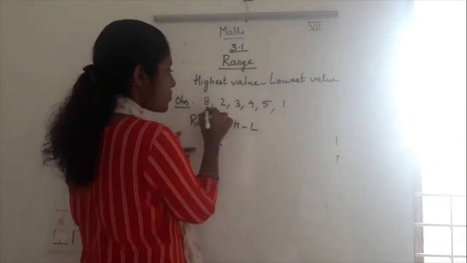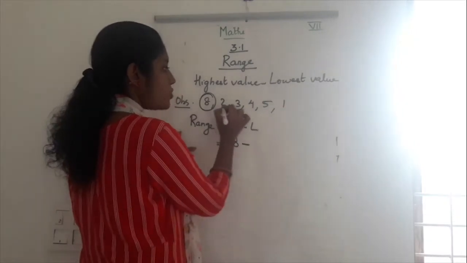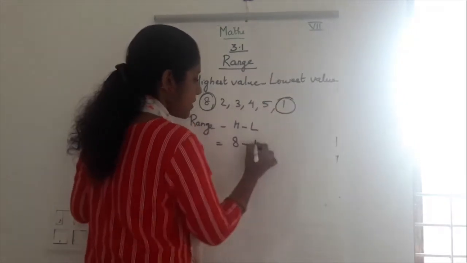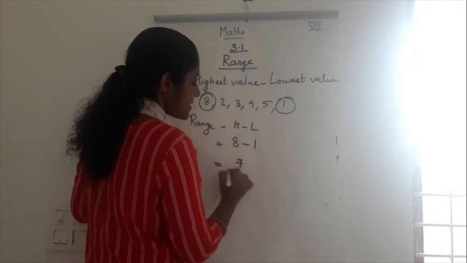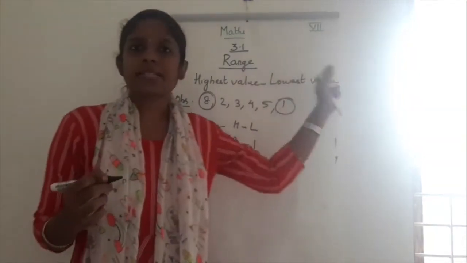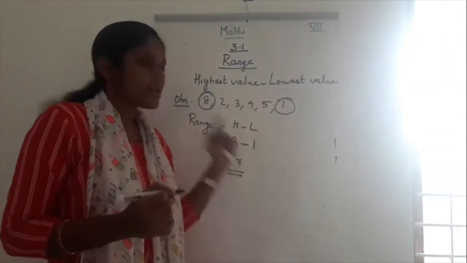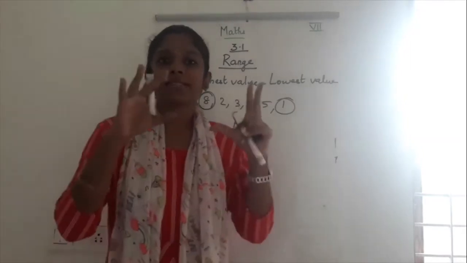So what is the highest value here? 8 is the highest value. 8 minus the lowest value. Among 2, 3, 4, 1, the lowest value is 1, and here the range is 7. Okay, this is very simple. Range is the highest value minus the lowest value of the observation. You take the highest value minus the lowest value, and the answer is called the range.